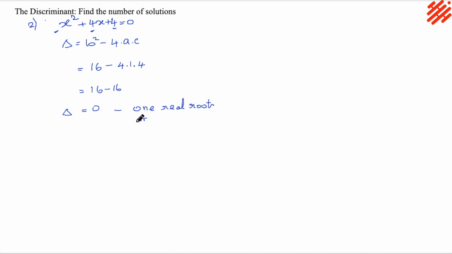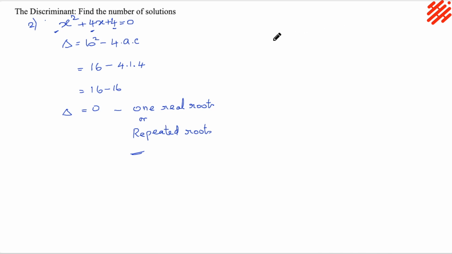or repeated roots. This is the answer to the question, find the number of solutions. So we have found that it has one real root or repeated roots.